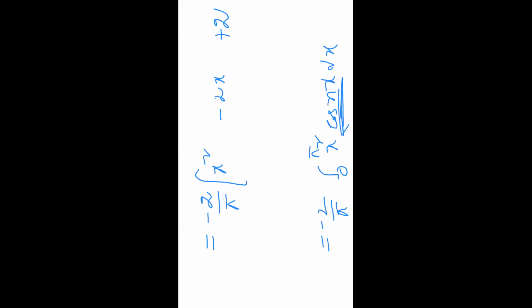So the integral of cos nx is sin nx by n, and the integration of the bracket value. The integral of sin nx by n is minus cos nx by n square, and the integral of the bracket value minus cos nx by n square is minus sin nx by n cube.